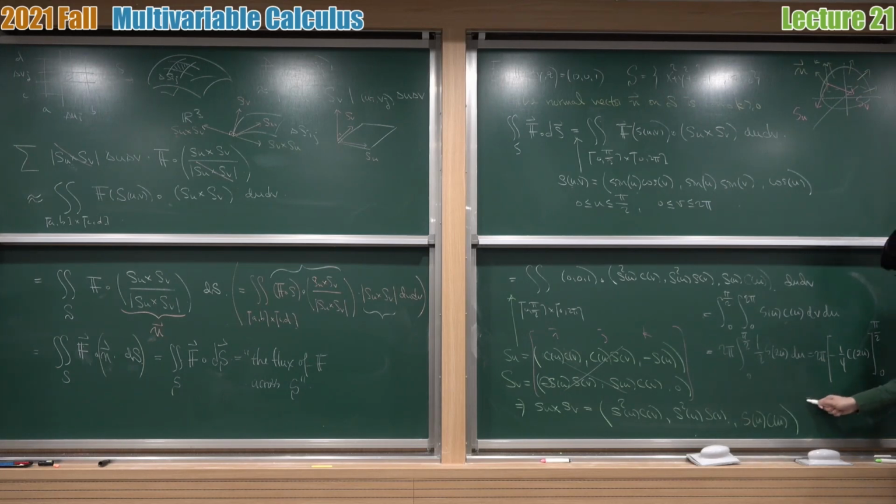So we have pi over 2 times 1 minus 1. Oh, is it right? So 1 minus minus 1, that's 1 plus 1. So we have pi, right?